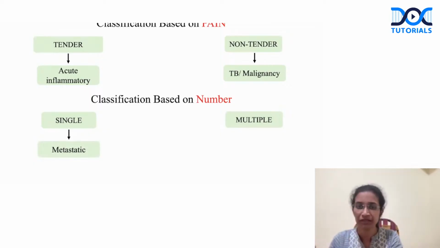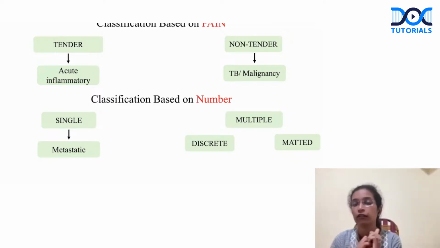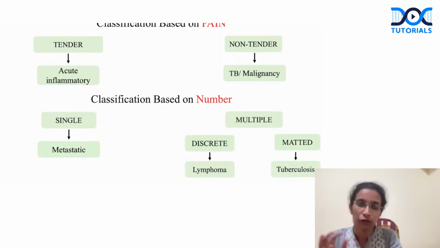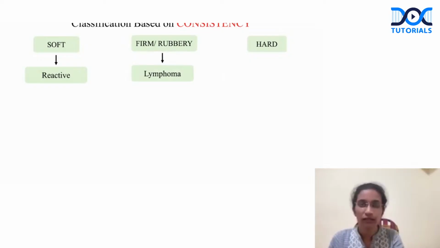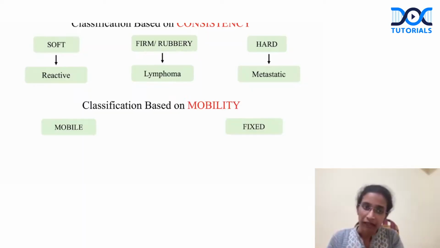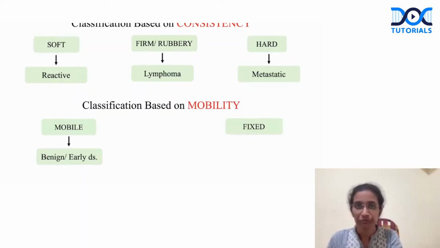If there are multiple lymph nodes present, then it can be further subdivided into either discrete multiple or matted together. If it is discrete, then it's probably a lymphoma. If it's matted, then no doubt it's tuberculosis. Again, based on consistency on palpation, if it is soft, it could be reactive, that is inflammatory. If it is firm or rubbery, then it is definitely a lymphoma. If it's hard, then it's a secondary. And based on mobility, it could be either mobile or fixed. Mobile in case of benign or early disease, early malignancies will be mobile. Fixed in case of malignancies.